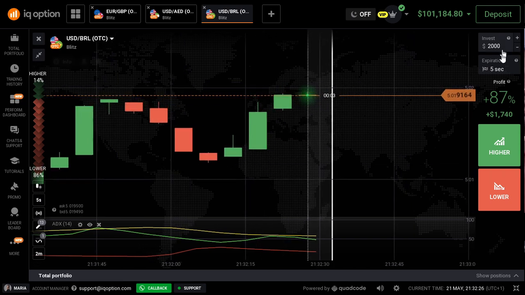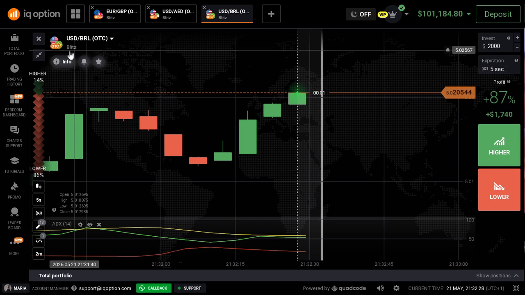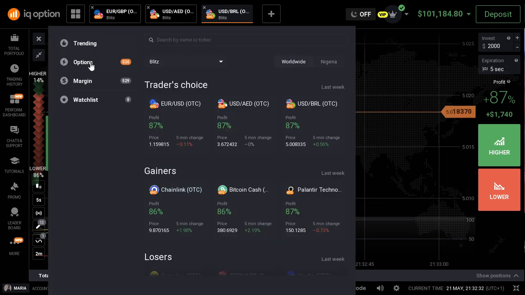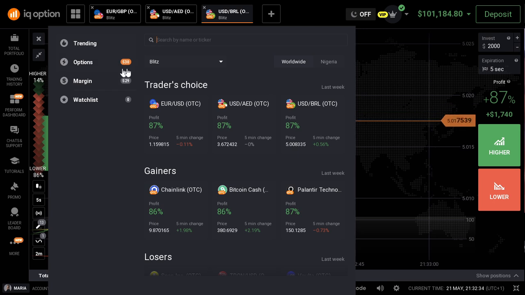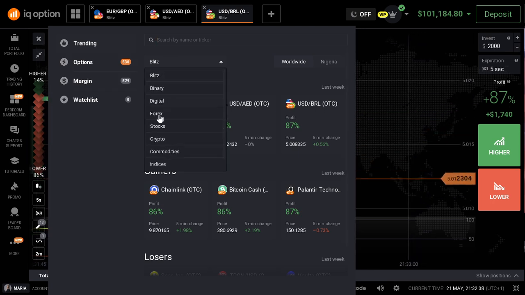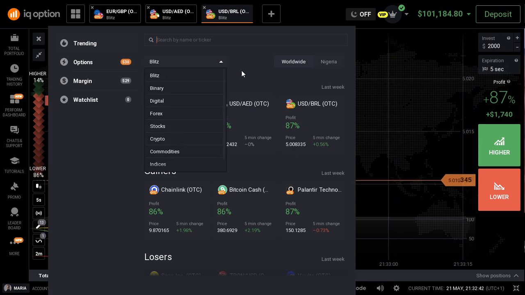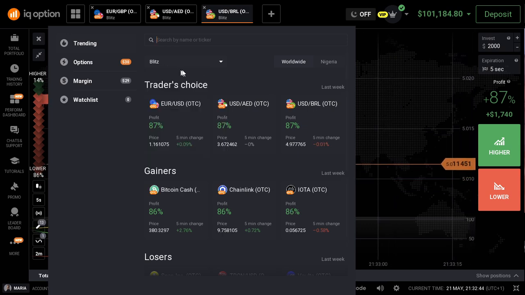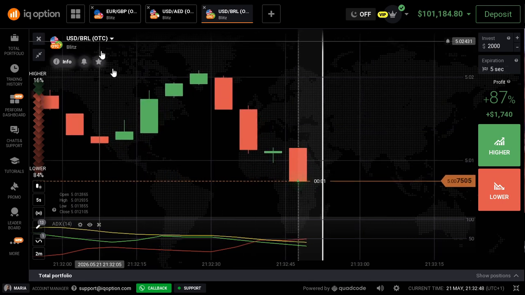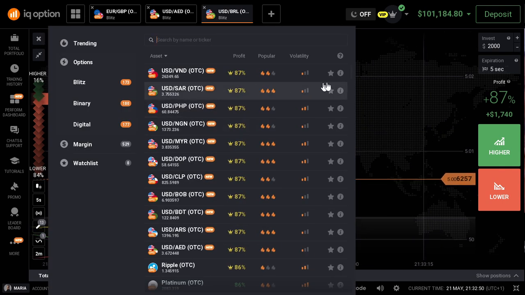So your time, and also be checking this your Blitz. You can see the difference here. We have different types of options. You can see right there Blitz, binary, digital, forex, and so on. So what we will be trading on is the Blitz. Please take note of that. All the pairs we will be trading will be on the Blitz.